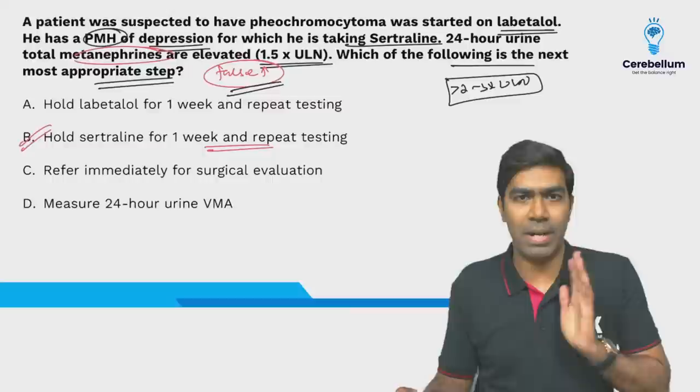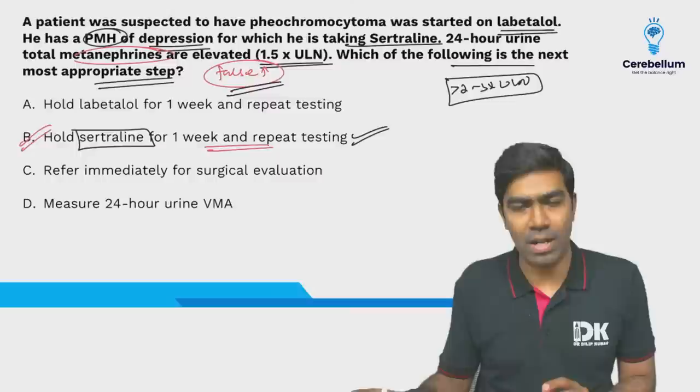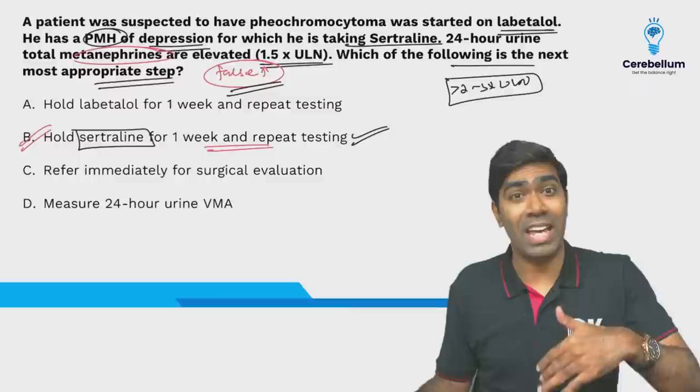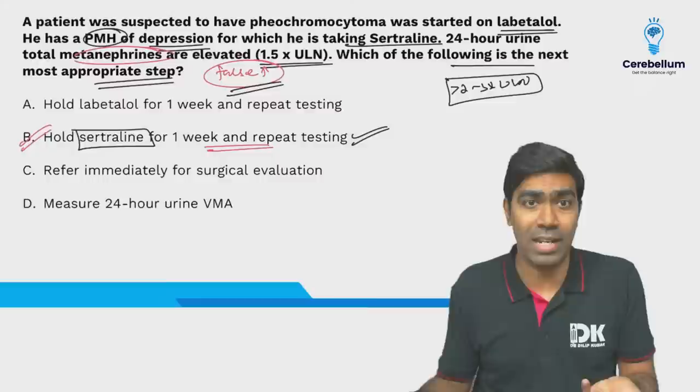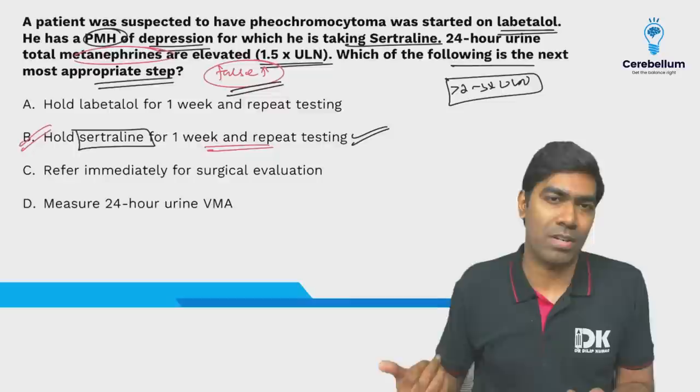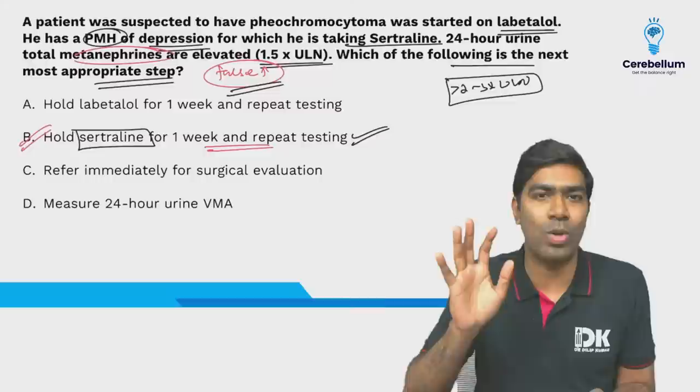So that is why here the idea is to hold sertraline for 1 week and repeat testing. Labetalol is not a problem here because it's an alpha and a beta blocker, nothing more than that. That's not going to change the metanephrine values. But sympathomimetic drugs, like phenylephrine or cocaine or whatever sympathomimetic drug the patient is getting, can alter the metanephrine level. So usage of sympathomimetic drugs or amine reuptake inhibitors like SSRIs can all increase the metanephrine values. So these are false elevations, especially when it is less than 2 times.